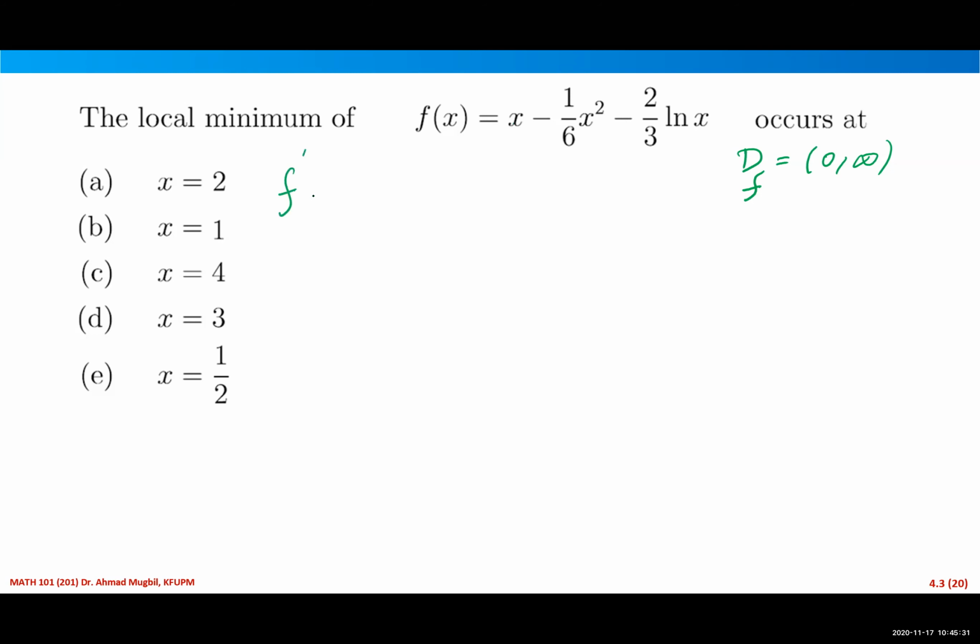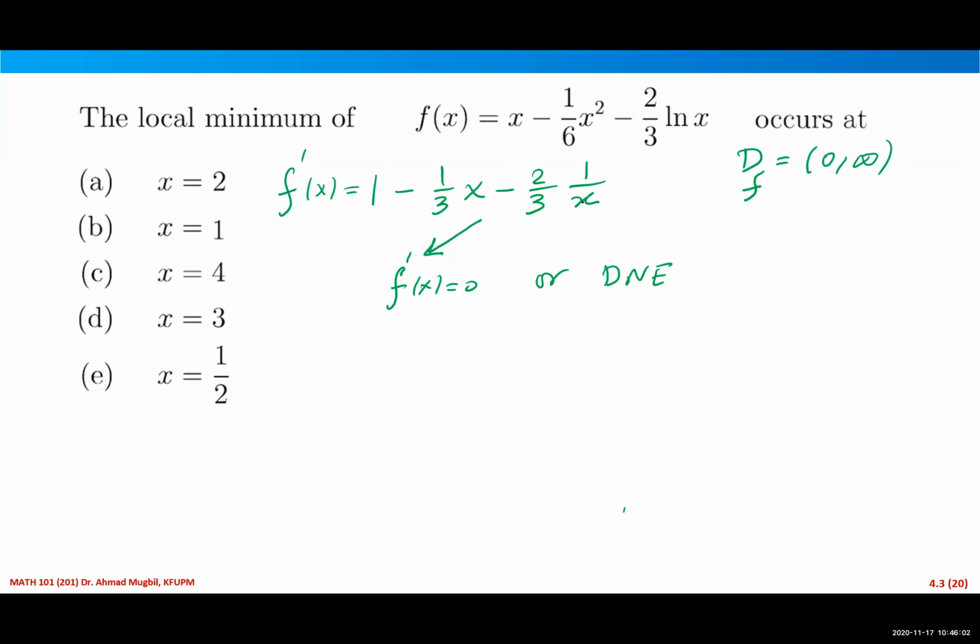So the first derivative is: the derivative of x is 1, minus 1 over 6. The derivative of x squared is 2x. So this will be simplified to a third x, minus 2/3 ln x, and the derivative of ln x is 1 over x. This is the first derivative. So what should we do now? We should check where it is 0 and where it does not exist. Of course, it does not exist at what? At 0. At 0, it is not in the domain.